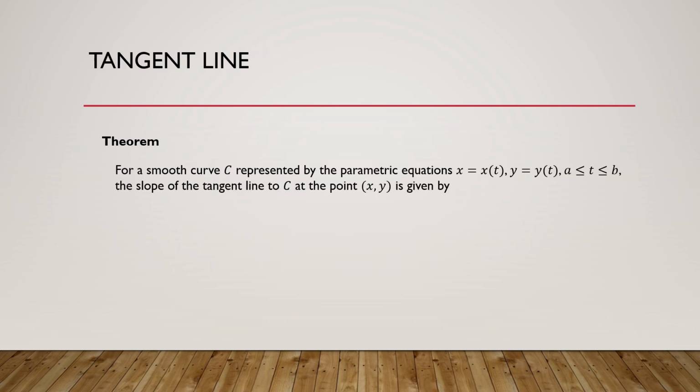For a smooth curve C represented by the parametric equations x equals x of t and y equals y of t, where a is less than or equal to t is less than or equal to b, the slope of the tangent line to C at the point (x, y) is given by dy/dx equals dy/dt over dx/dt, provided dx/dt is not equal to 0.